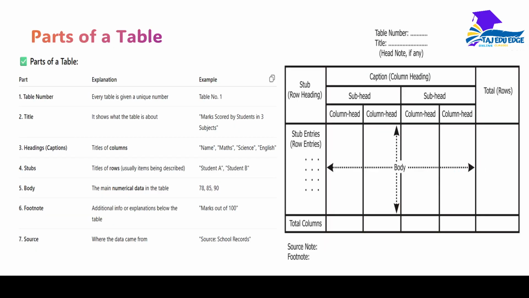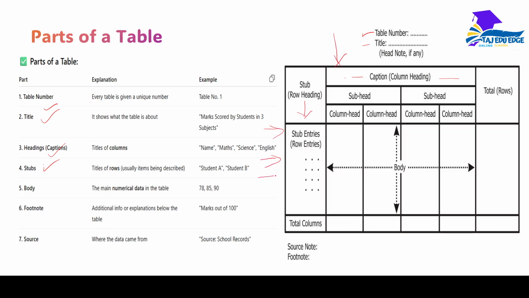The most important topic here, the parts of a table. The table consists of 7 major parts. The table number, which is here. This is a table. Next, you need to have a title of the table. Next, heading. The heading is usually the column caption. Next, you will be having stubs. Stubs are your rows. Columns are like this, rows are like this.